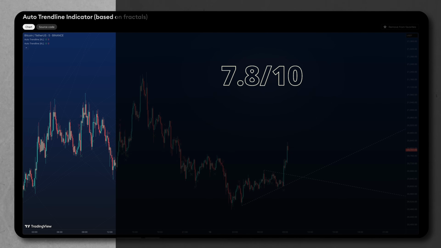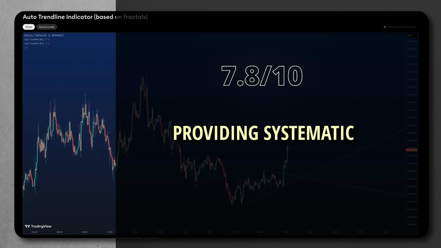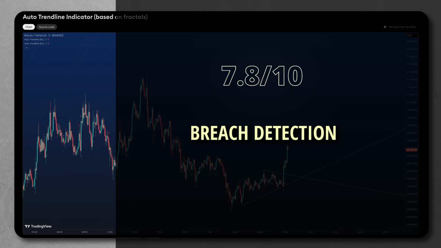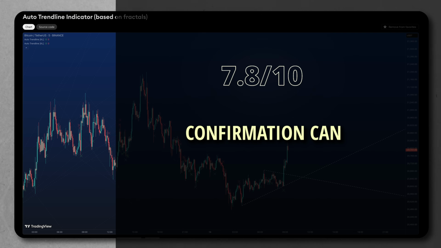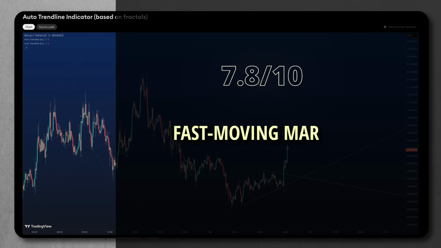The indicator excels at removing human bias from trendline identification while providing systematic line management and breach detection. Its fractal-based approach ensures mathematical consistency, though the inherent lag in pivot point confirmation can delay signals in fast-moving markets.